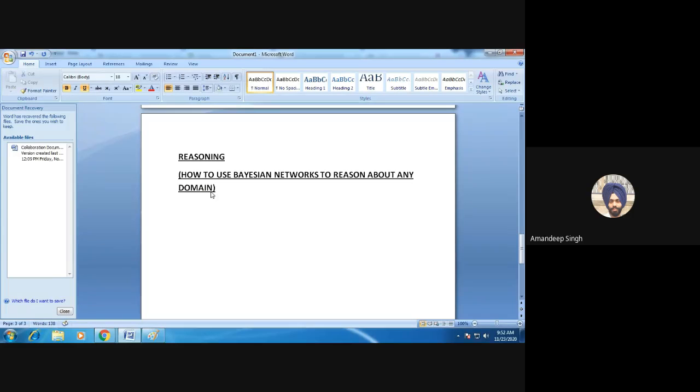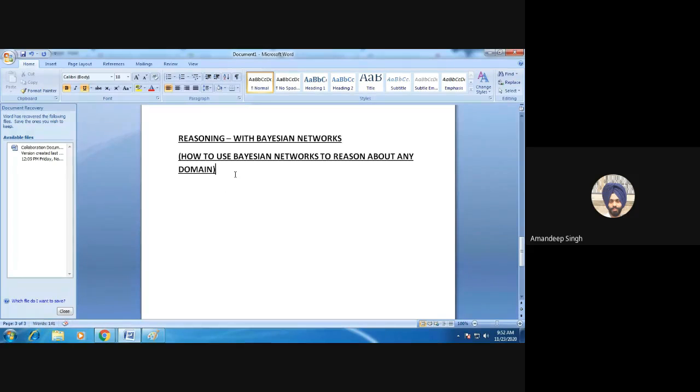Okay, reasoning यही है ना, how we can reach the inferences, how we can come to some conclusions by using the approach. यहाँ पे हम Bayesian approach use कर रहे हैं. So reasoning is how you are using the Bayesian networks to reason about the given domain. ठीक है? So here we are basically discussing the reasoning with Bayesian networks.